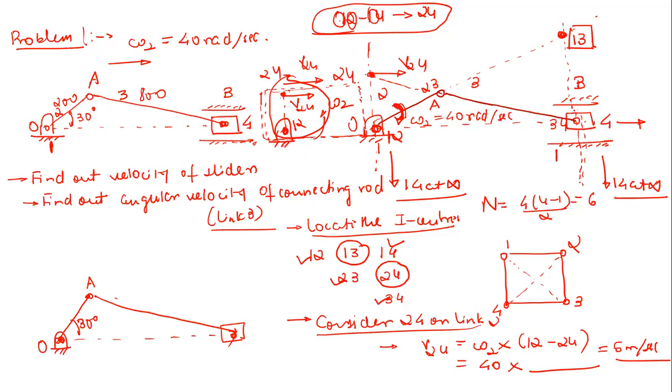Okay, so let me tell you how you are going to calculate the angular velocity of the connecting rod. Let us discuss that also. I think that is going to make things more clear. So can anyone tell me how we can calculate this omega 3?